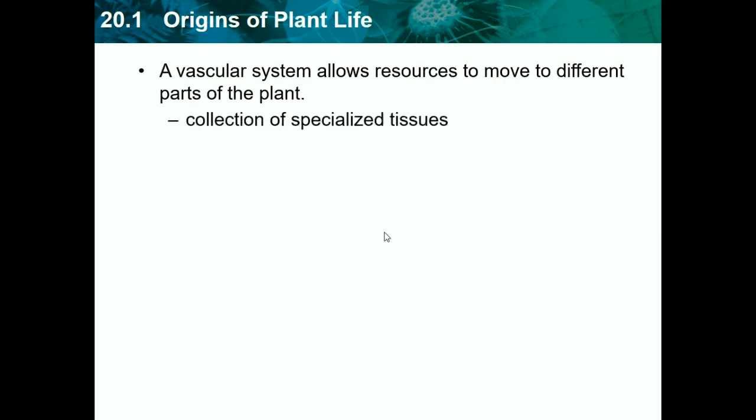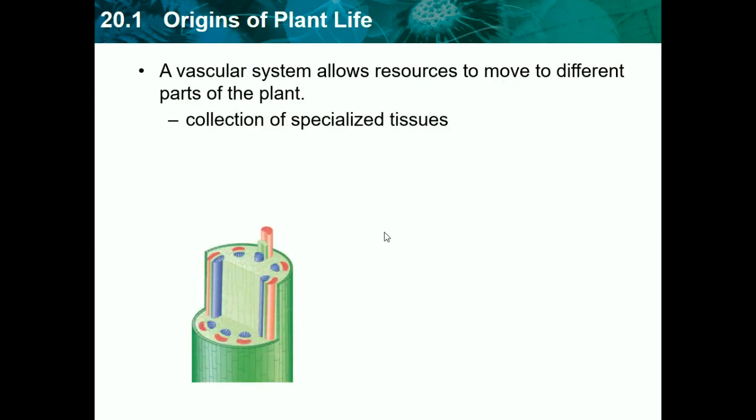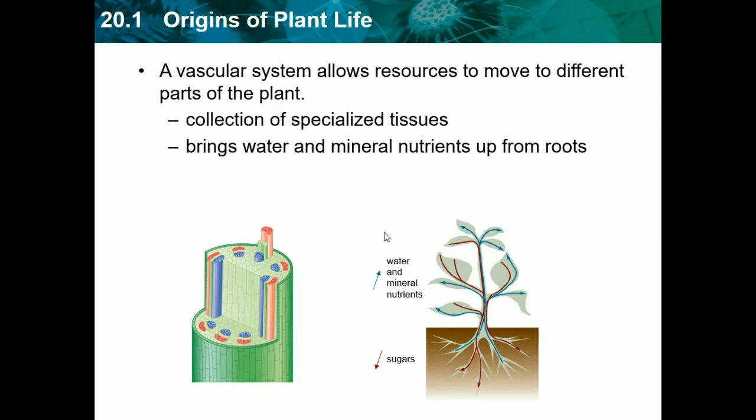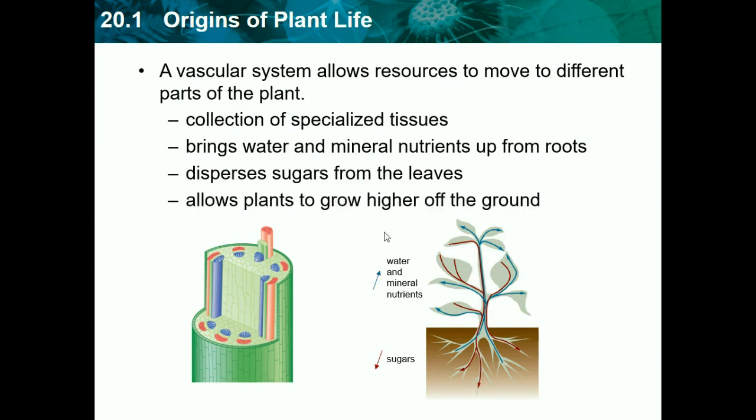The vascular system is a collection of specialized tissue that allows nutrients to get all over the plant. It brings water and minerals up from the roots, and it sends sugar down, dispersing sugars from the leaves. As we know, sugar is made in the leaves where photosynthesis occurs, and it has to be sent elsewhere. It also allows plants to grow higher off the ground.